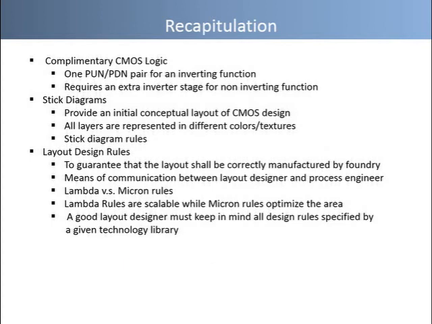So let's summarize what we have discussed in this video. Here in this video we discussed the layout design rules, which are a kind of protocol between a layout designer and a process engineer at the foundry. And layout design rules are specified to guarantee that a layout shall be correctly manufactured by the foundry. There are two ways of specifying the design rules. One is either specifying in terms of a parameter called lambda, or specifying in terms of absolute dimensions in micrometers.